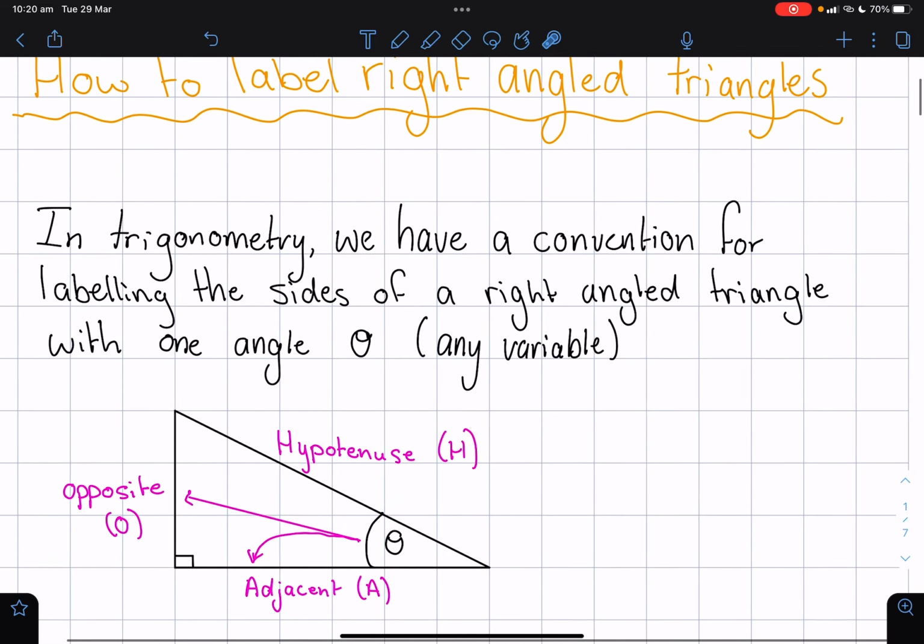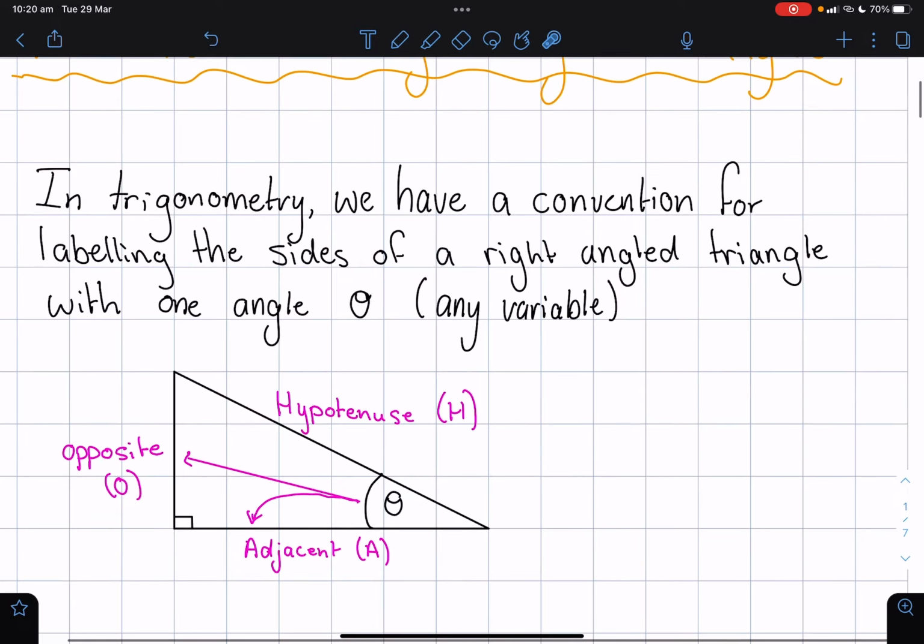So in a right-angled triangle with a given angle theta, the right angle is denoted by our little 90 degree in the corner. There are three sides of a triangle. Conventionally, the longest side, the diagonal side opposite the right angle, we denote as the hypotenuse. You guys may remember the word hypotenuse from any Pythagoras theorem work. It is exactly the same. It is this diagonal or longest side of our triangle.